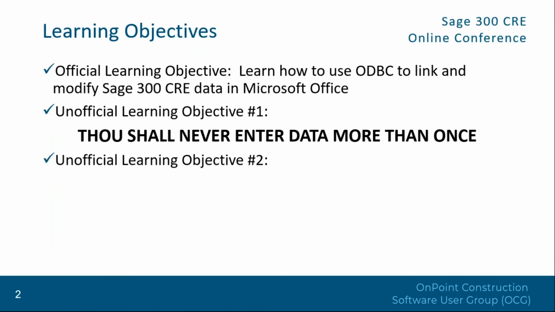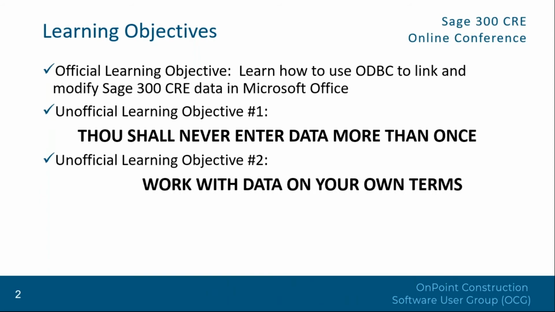Learning objective number 2 is work with data on your own terms. The thing that we're especially going to see with our Access examples is that we can use ODBC to manipulate data in ways that are not allowed in the normal program interface. And we can also rearrange that interface so that the process is much more efficient. That's really a powerful thing.